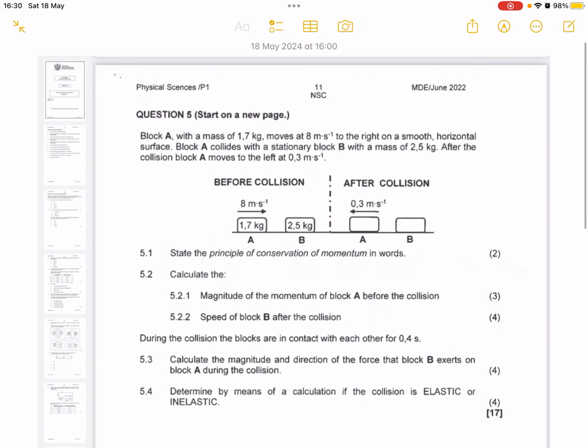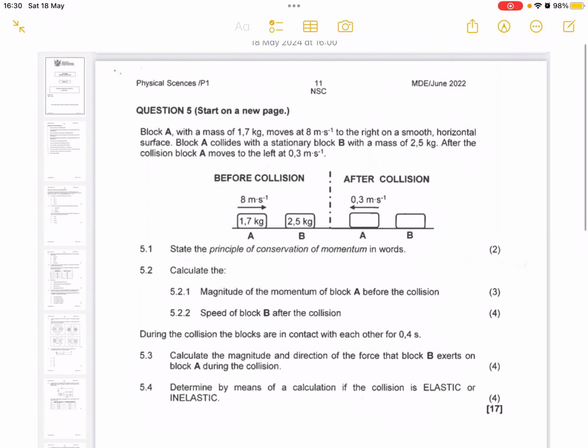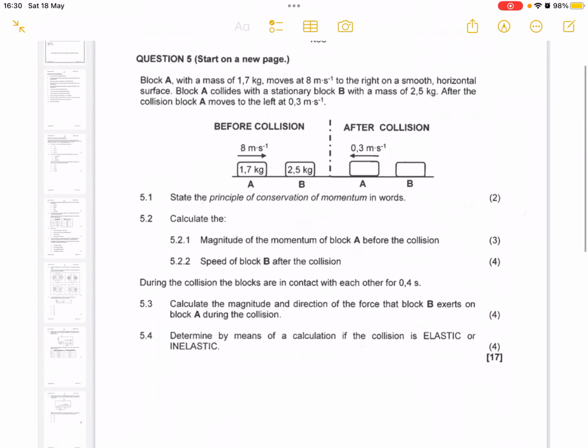And today we are looking at the grade 12 physical science paper from Mpumalanga, Department of Education. This paper was written in June 2022, and today's topic is momentum and impulse, which was question 5.